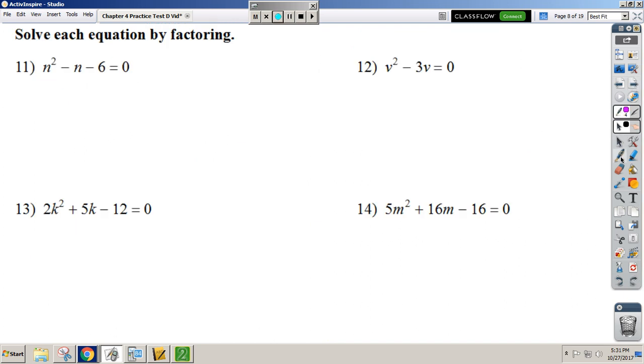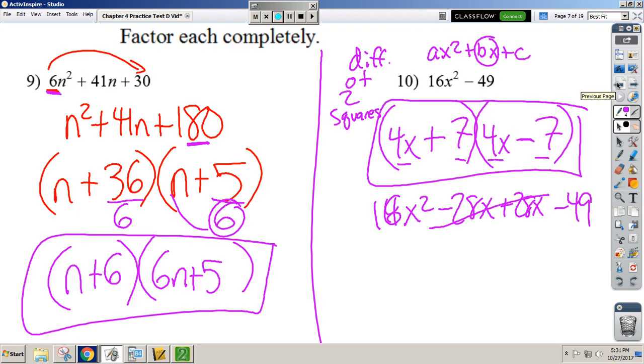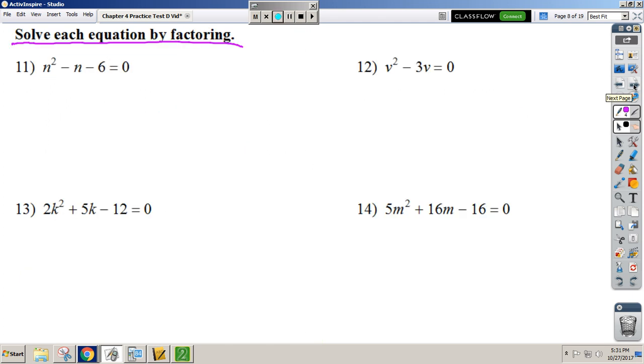Number 11. Okay, the only difference with these problems is this question says solve by factoring. Okay, on the previous page, we didn't solve anything here. All we have is just factored things. But when it says solve, your final answer should be x equals something, or in this case, n equals something. So let's factor this.